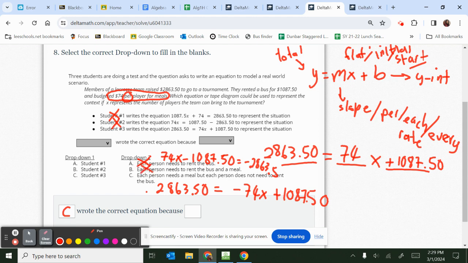The next one says each person needs a meal, but each person does not need to rent the bus. And that would be the correct response. All right, so again, guys, just like that.